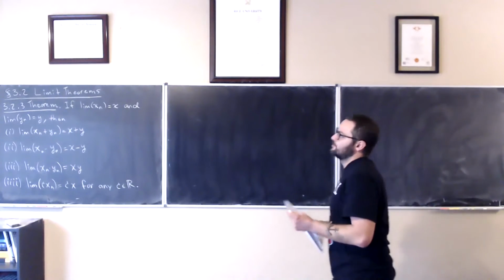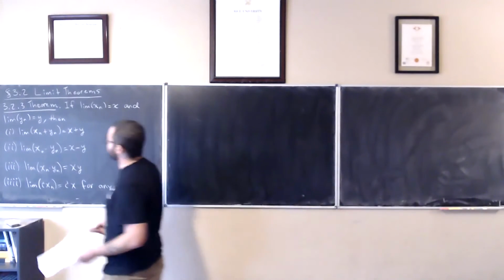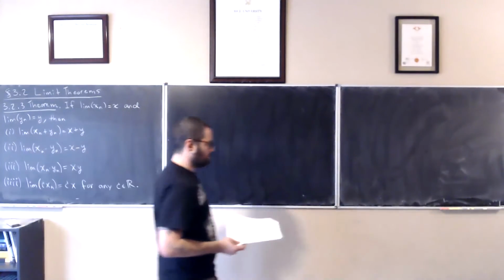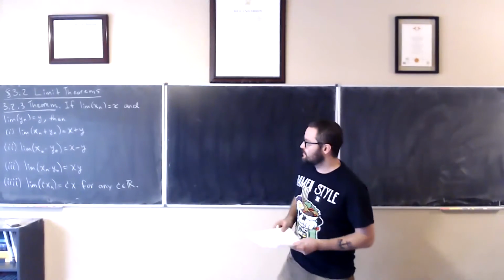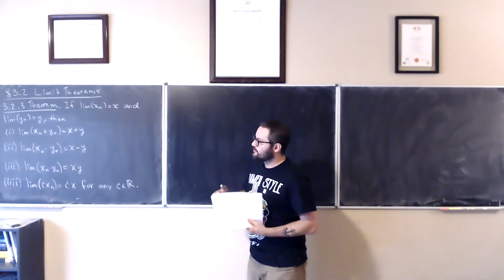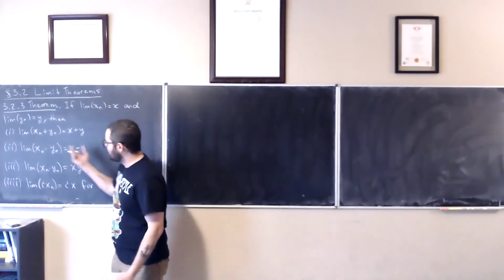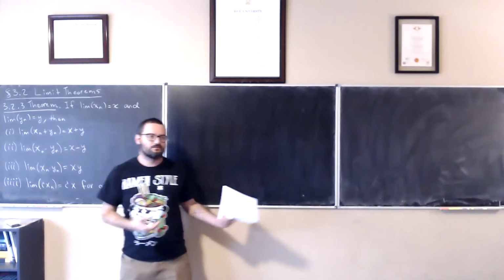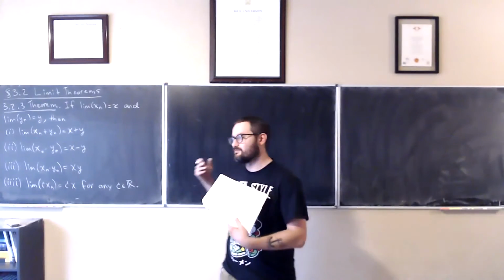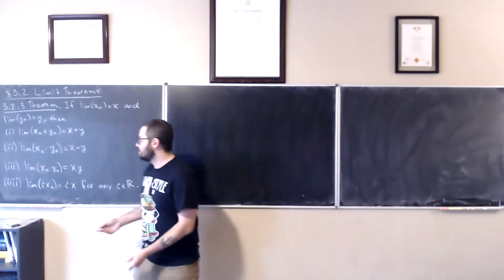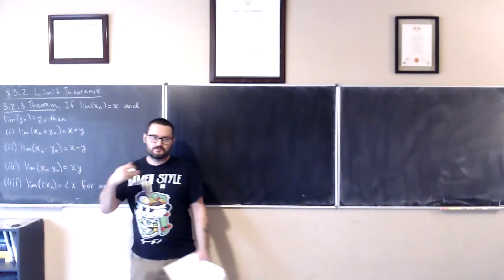Okay, so for our second result in our limit theorem section, we have how the limit operates with the normal operations that we do on the reals. So we have addition, subtraction, multiplication, multiplication by constants, and division. With this theorem here, we say that the limit across multiplication distributes.